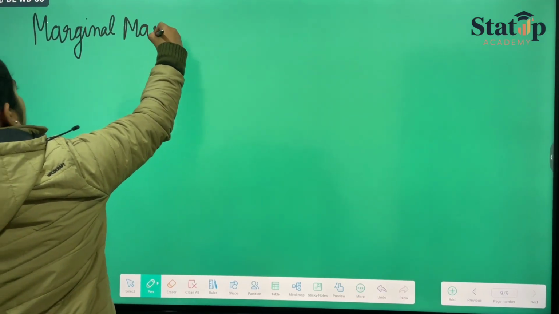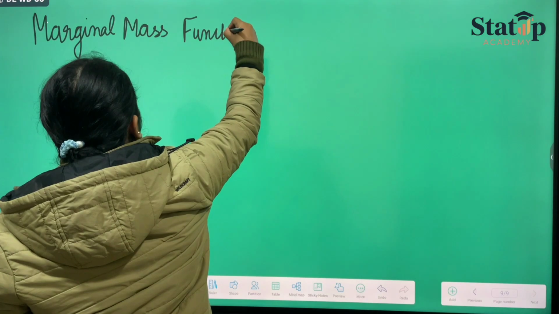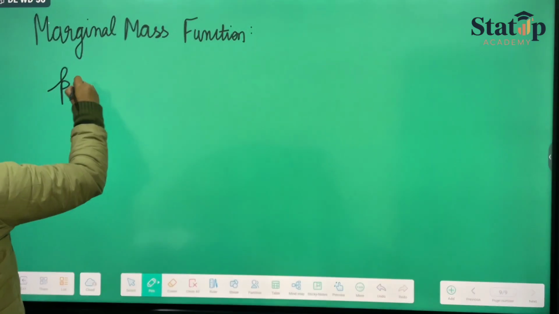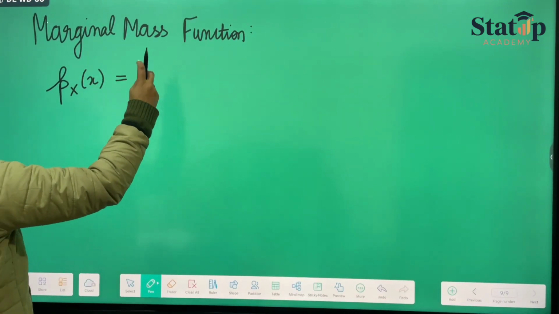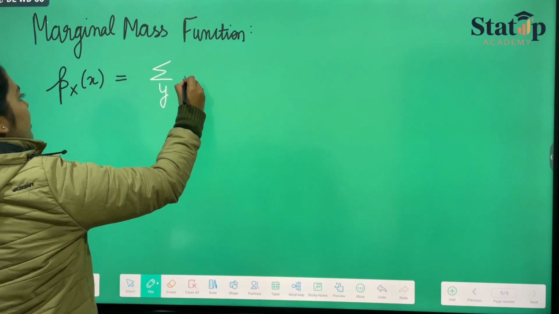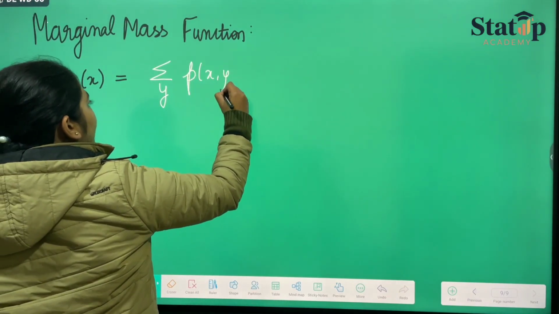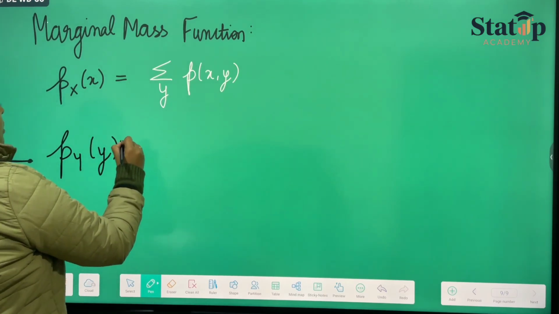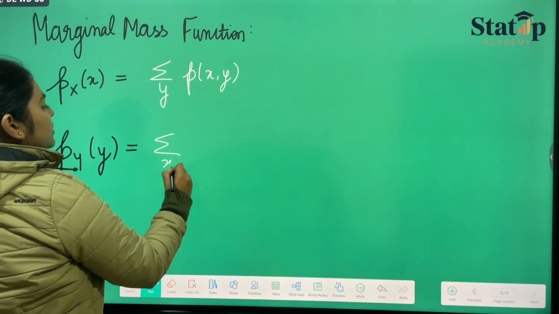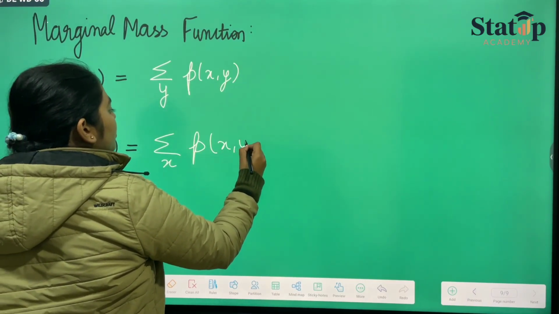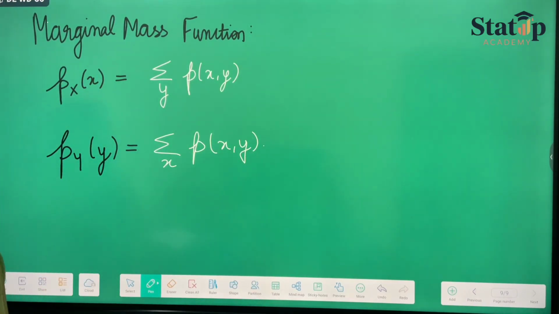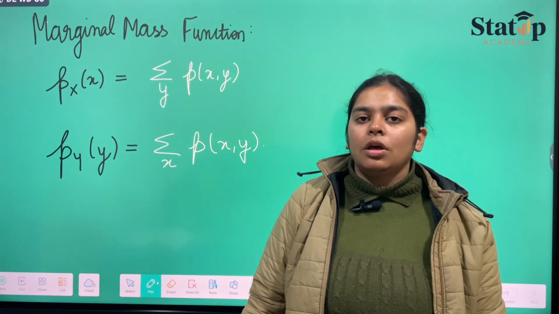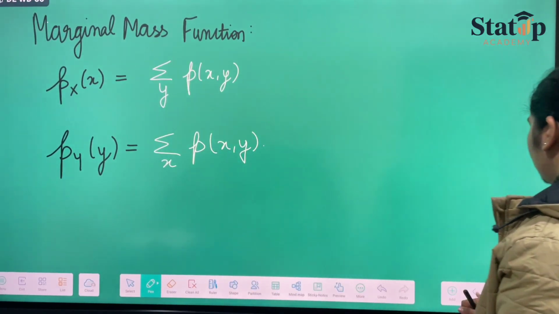This is for discrete data. If we have to find the marginal mass function of x, p x, it will be nothing but the summation over y of p x y. And if we have to find the marginal mass function p y of y, then it will be the summation over x of the joint mass function of x and y. These are very simple formulas, and I hope you all know them beforehand. This is just a revision. So let us move forward to calculate questions on them.